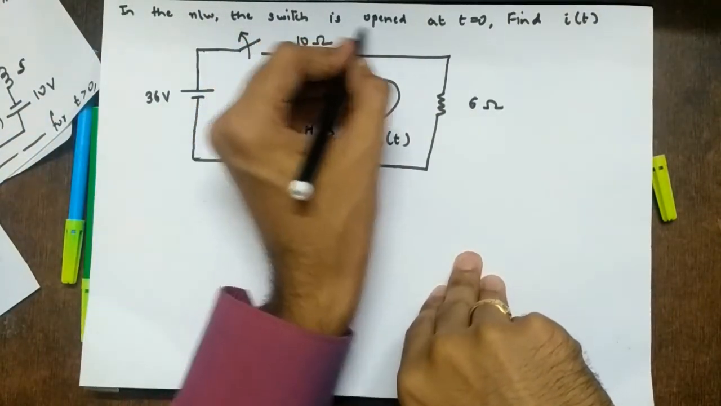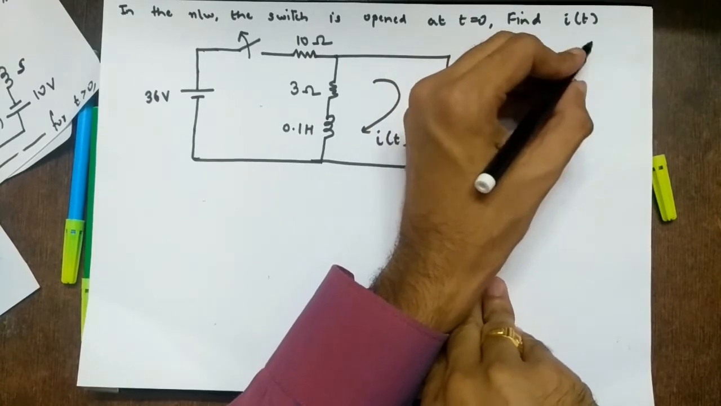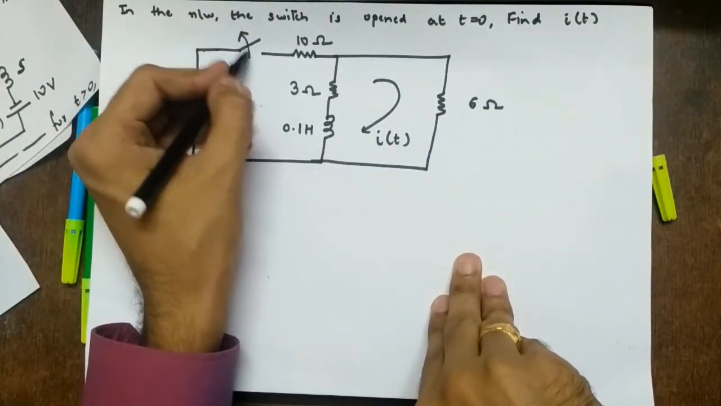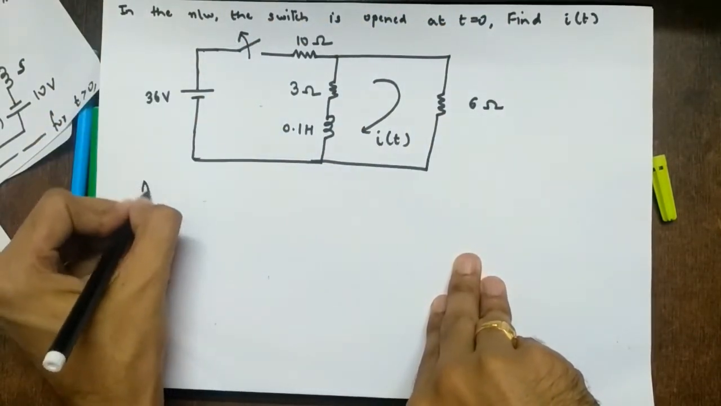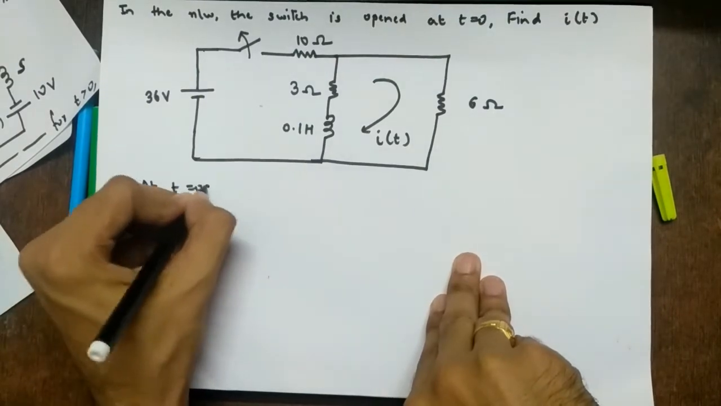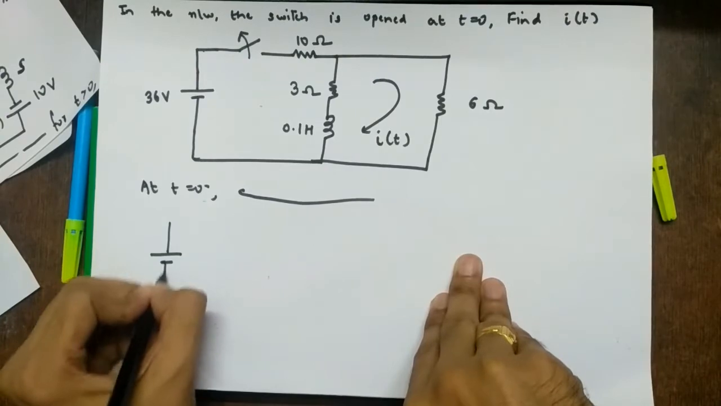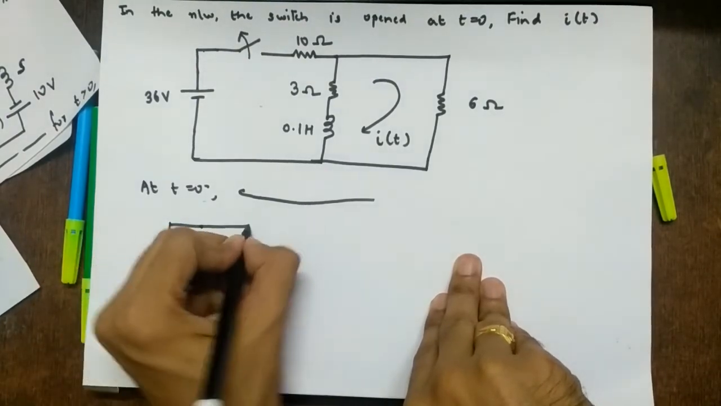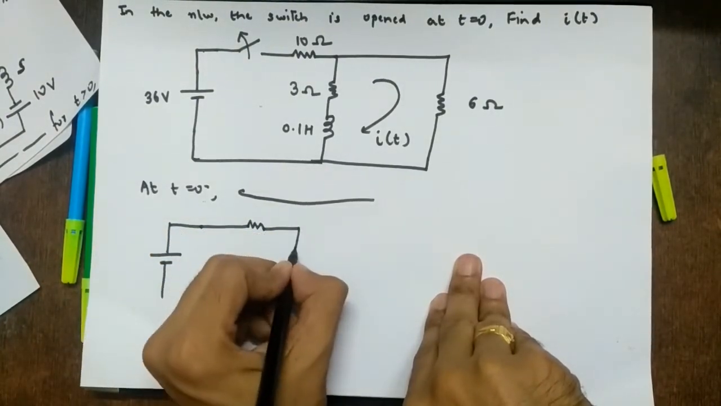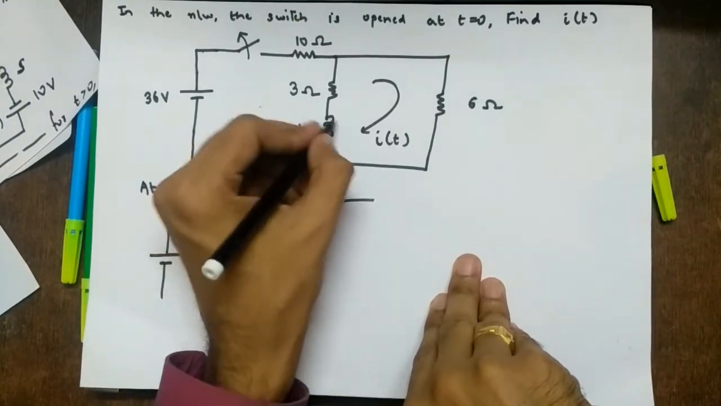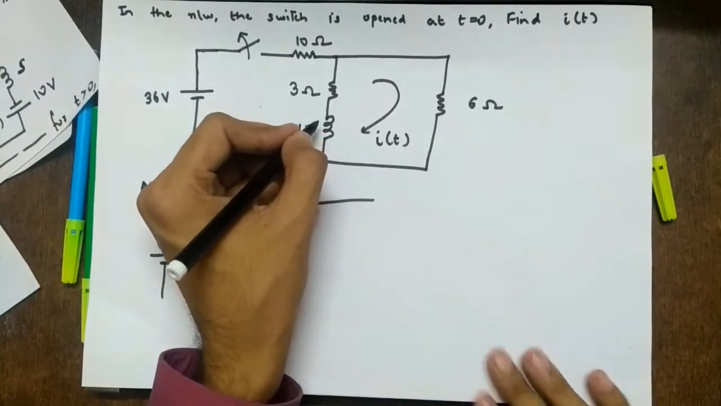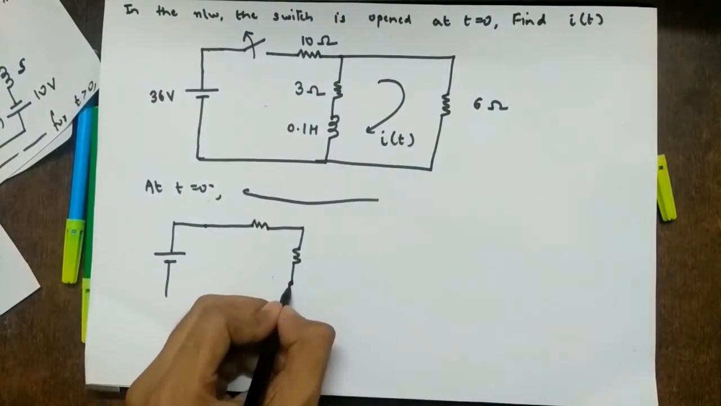In the network, the switch is opened at t equal to 0. Find i(t). At t equal to 0 minus, the switch is closed. You have to write that. So this is closed, and you'll have the entire circuit. Obviously we'll assume it is in steady state, right? So you'll replace the inductor by a short circuit.